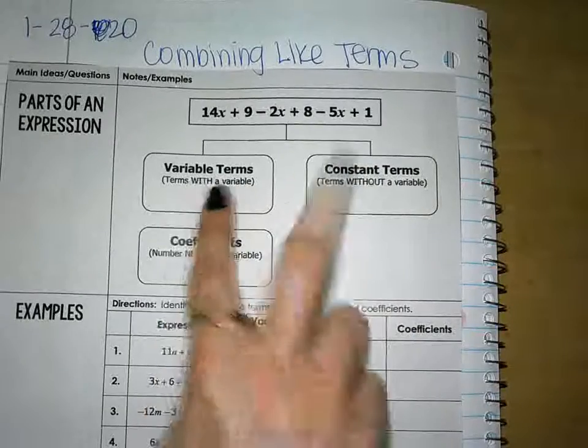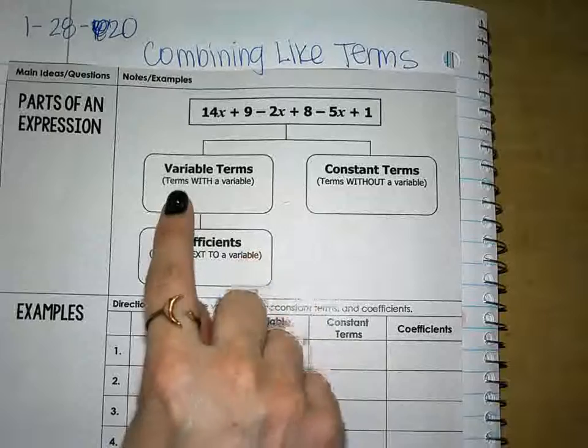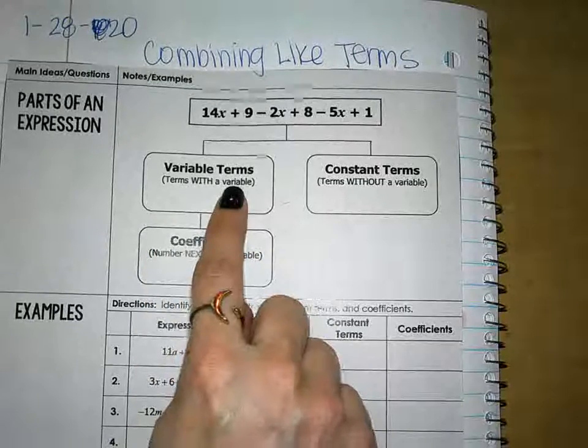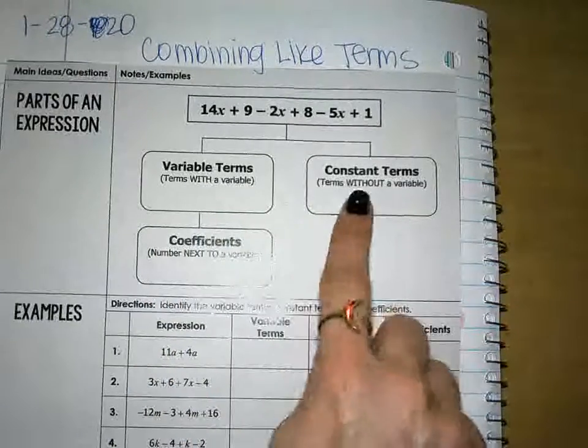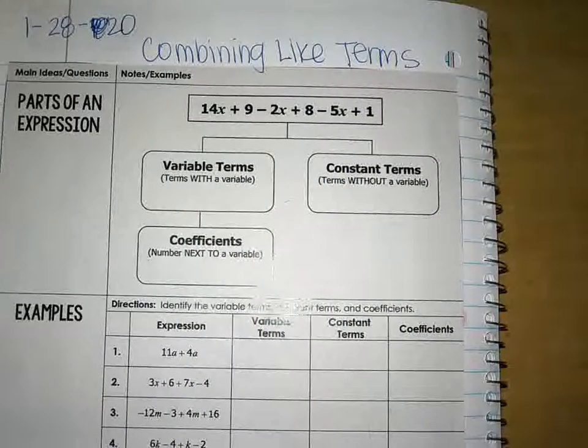We have what we call variable terms, and we have what are called constant terms. It tells us a variable term are terms with a variable, and it tells us constant terms are terms without a variable. So out of these numbers, examples, terms right here, somebody tell me what's one variable term.